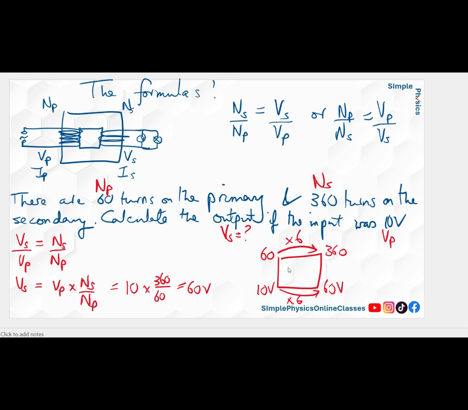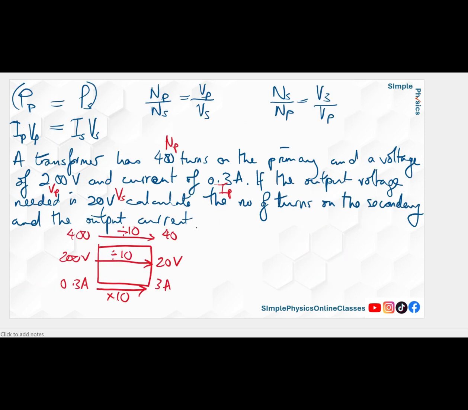Okay, but the current is opposite. So the current, if these are times by 6 for the voltage and the turns, the current is divided by 6. If you go from primary to secondary, so use your common sense. Okay, and again, I've done another question. Cover the red answer up and have a go yourself. See if you can work it out.